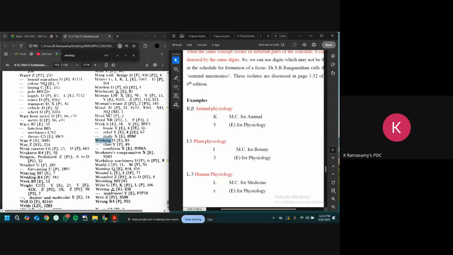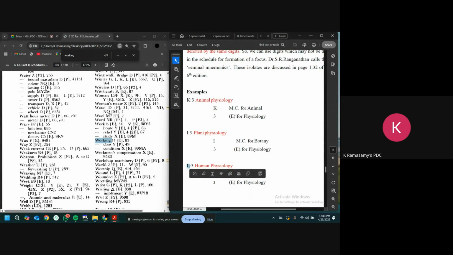colon 3 energy, it stands for physiology. If you are going to zoology, if you are going to botany, if you are going to medicine, in all the three main classes, colon 3 means physiology. So physiology is an energy isolate, which is having number 3. It is available in all the three main classes called K, L, and I. In all three main classes, colon 3 stands for physiology. So you remember, your memory is better.